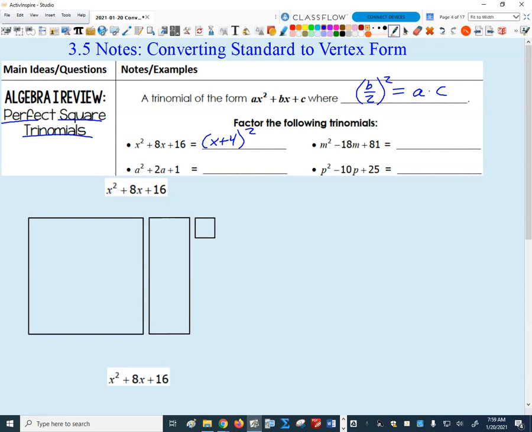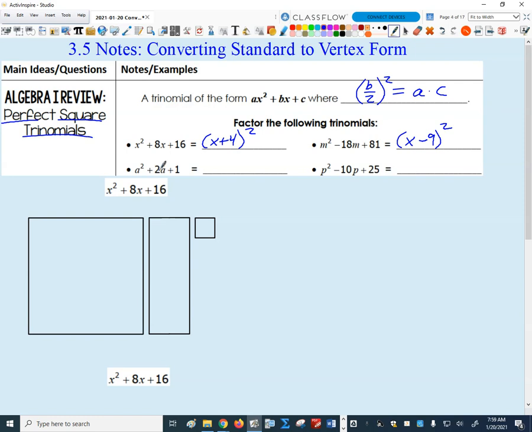Okay. What about this guy right here? Well, this fits also, doesn't it? Because b is negative 18, a is 1, c is 81. Half of b is negative 9. Negative 9 squared is equal to 1 times 81, right? And this one factors into x minus 9 times x minus 9.